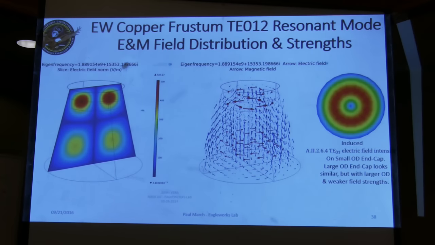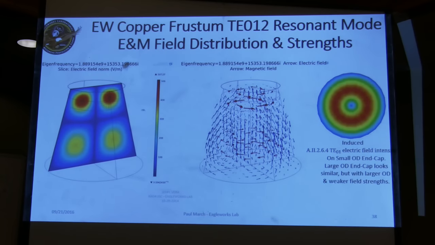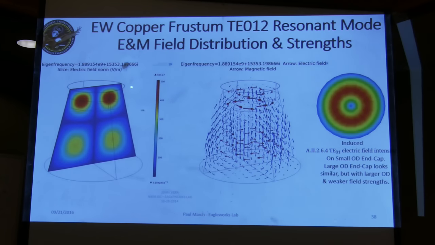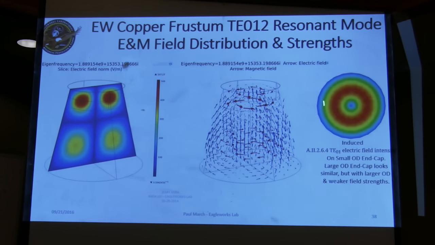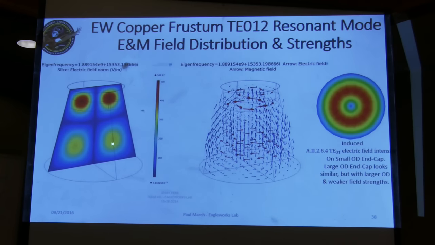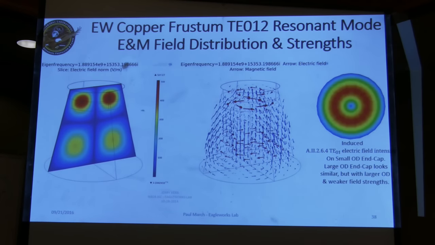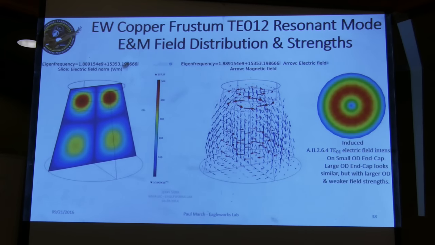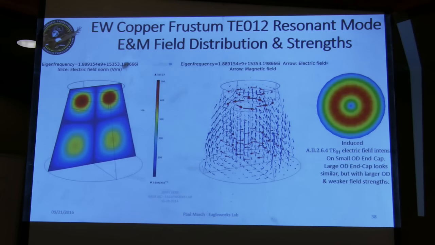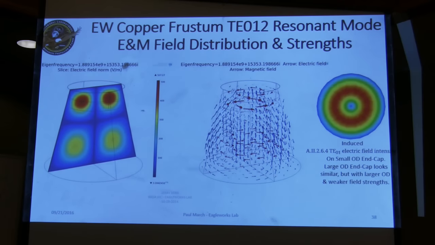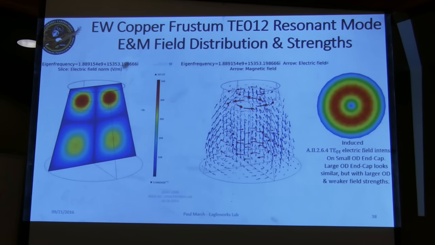Okay. Here's the TE012 mode. You see that there's a very strong electric field in the top donut wrapped with a magnetic field. And then there's a weaker version of the same but larger in the lower portion of the frustum. If this was a TE013 mode, it would have three of these donuts. What's the one for? The one designates that it generates this donut shape. And the two, I'm sorry?